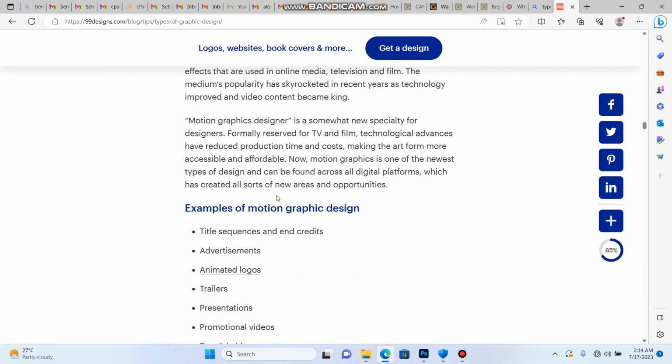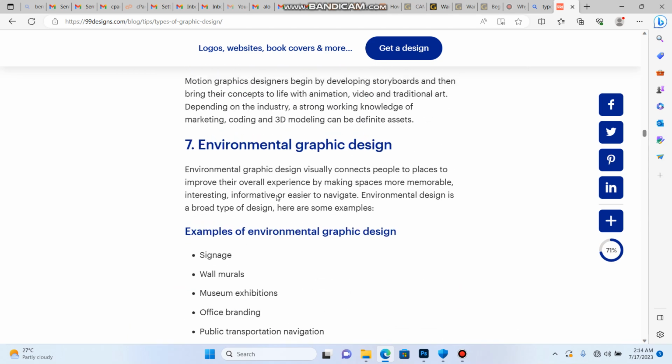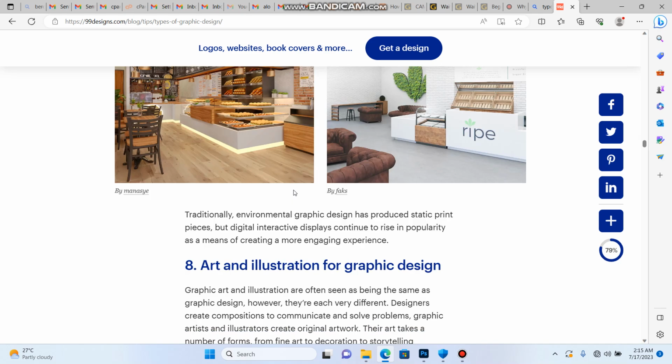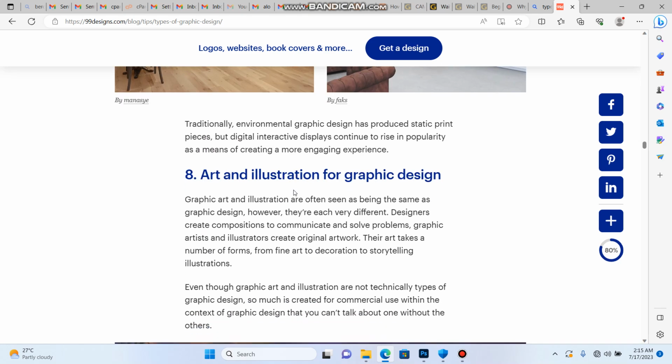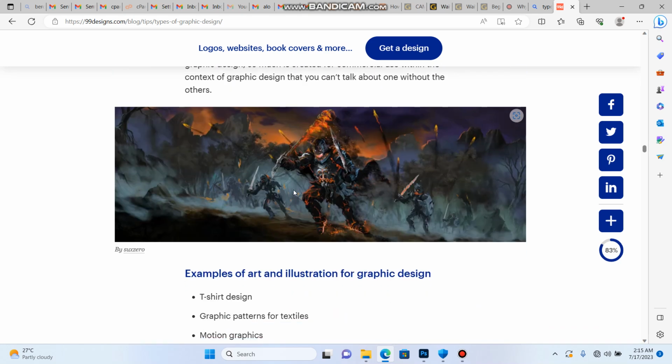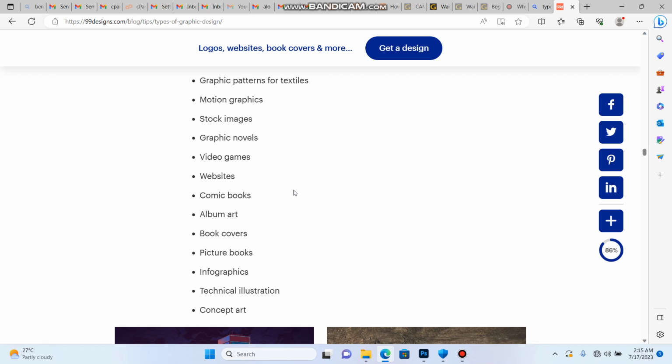We have the motion graphic design. We have the environmental graphic designs. We have the art and illustration for graphic design. Okay, so we'll be touching one or more of these types of graphic design. I'll be having practical knowledge of them.